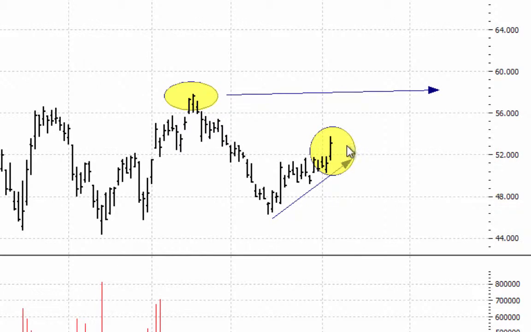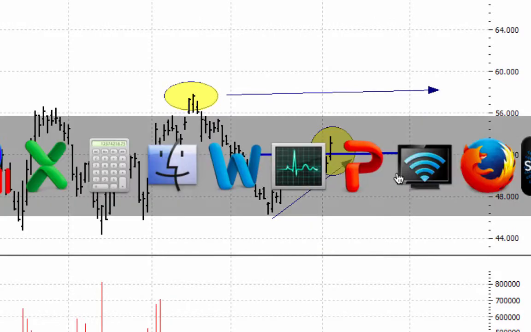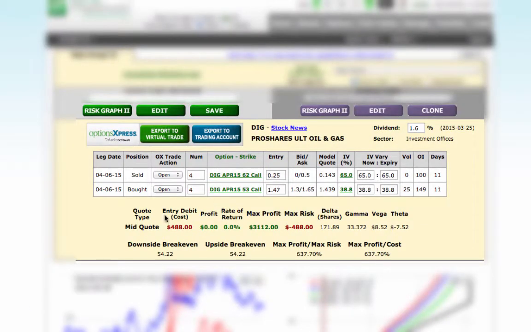Now, if DIG starts to trade lower, I'm not going to wait for my options to expire to exit that position. In fact, I would expect this 52 level here to hold. If it doesn't hold, then I'll probably exit my position. In fact, if you look at our options, I probably don't want to be in this position if the value of my position goes below 250, for example. Okay, so let's set that up as our trade plan.